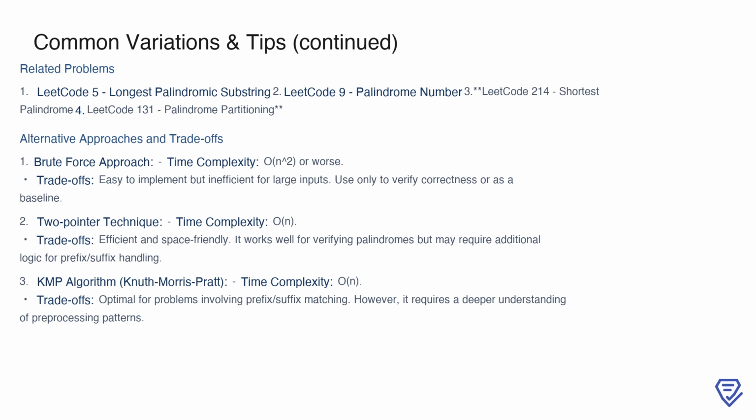For a more advanced and optimized solution, the Knuth-Morris-Pratt algorithm, or KMP, is highly effective for problems involving prefix and suffix matching. While it has a time complexity of O(n) and is optimal for certain cases, it does require a solid understanding of pre-processing patterns, which can make it trickier to implement.